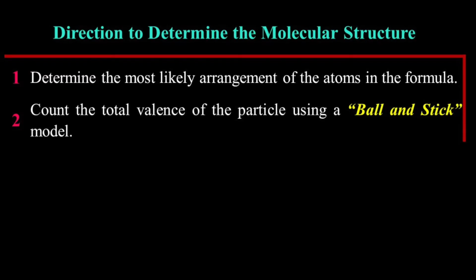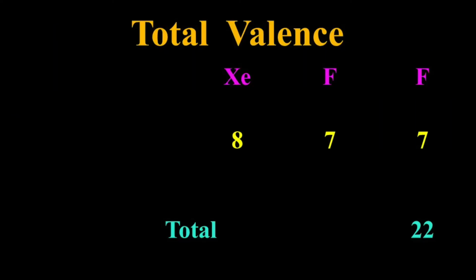So you want to count the total valence of the particle using a "ball and stick" model. Notice that ball and stick are in quotes, meaning that you're simply using a stick as a bond and a particle, such as fluorine or xenon, as the ball. Okay, so you want to count your valence. So xenon is in column 18 or 8A. Fluorine is in column 17. So they're going to have a valence of 8, 7, and 7. That will give you a total valence of 22. So there's going to be 22 total electrons that you can play with.